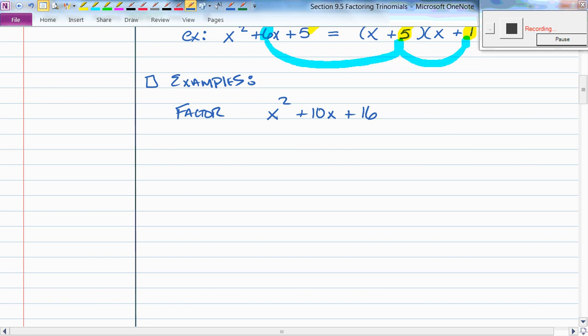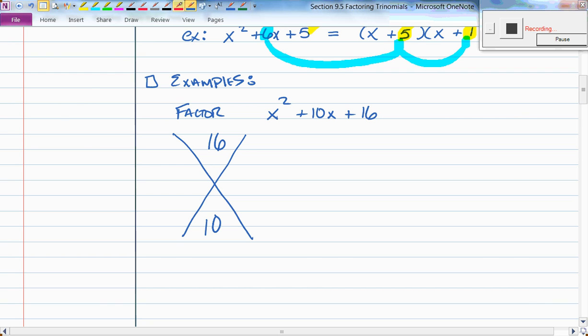Okay, we are going to solve this by using the diamond method. So what we're going to do is make our diamond, or our X. The number that goes in the top of the diamond is C, so we're going to put 16 here. The number that goes at the bottom of our diamond is B, so we're going to put 10 here.